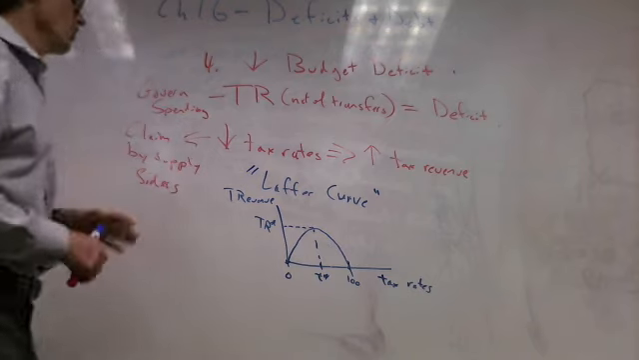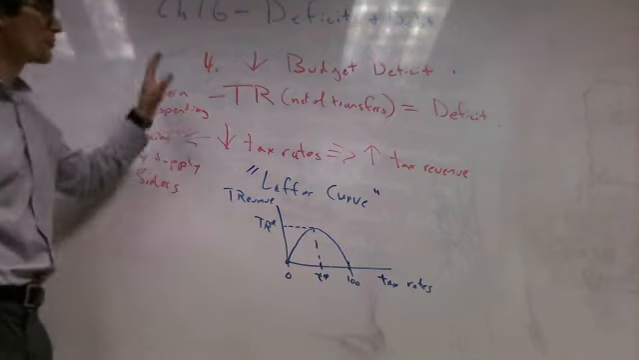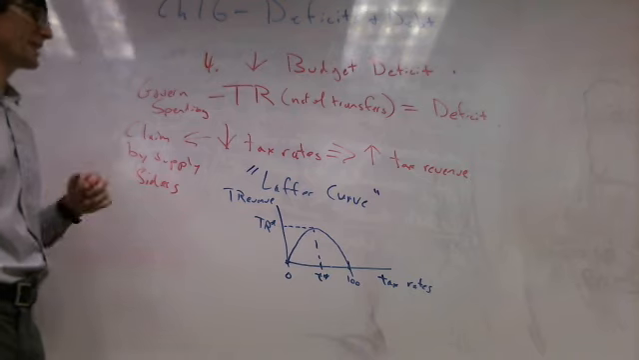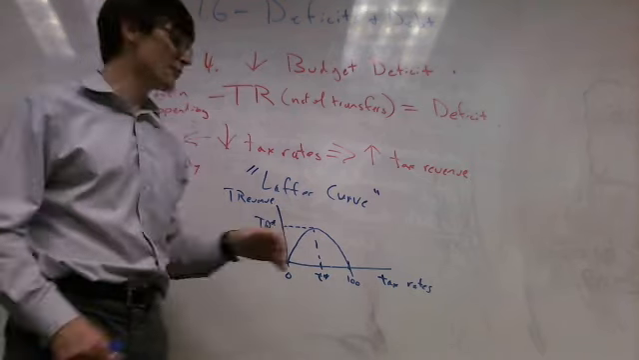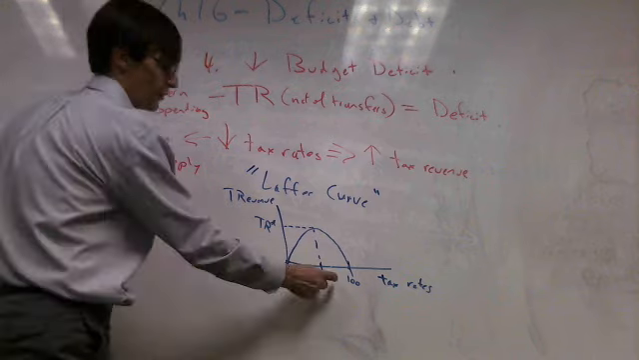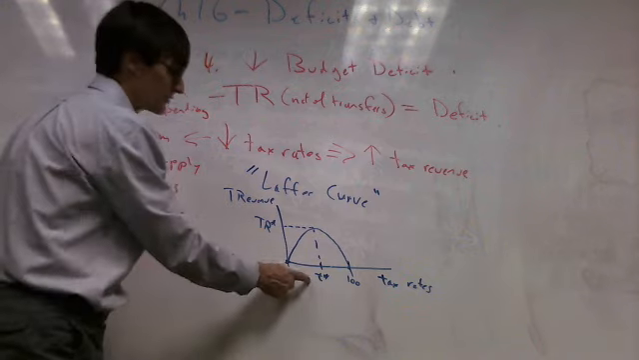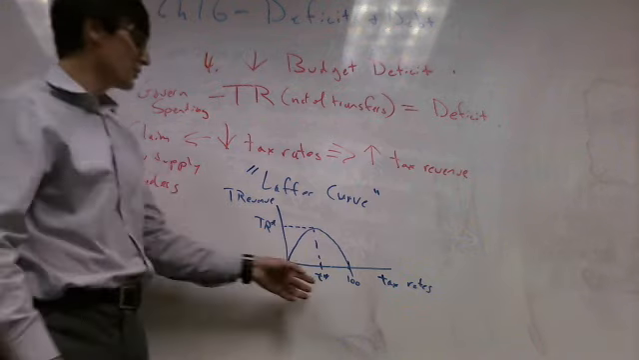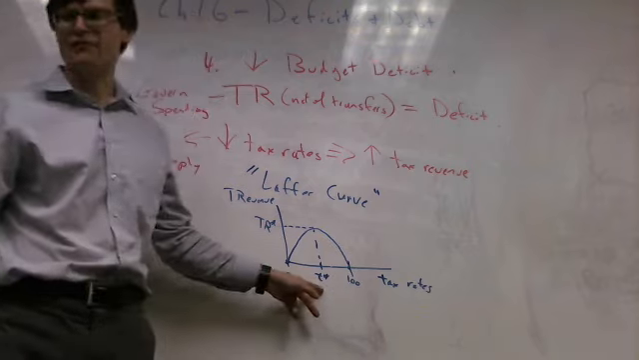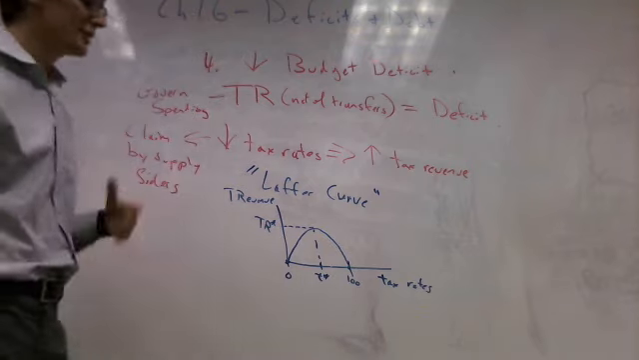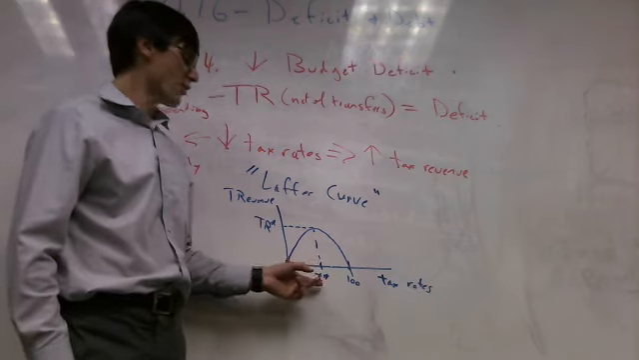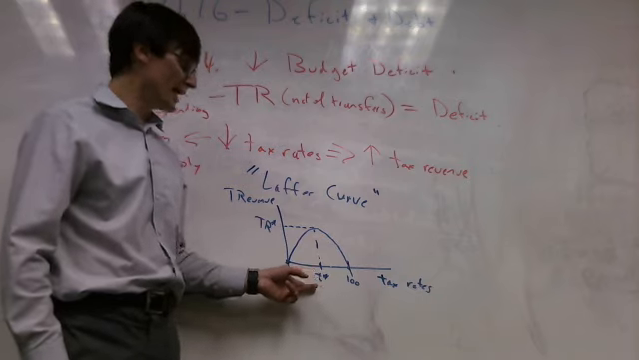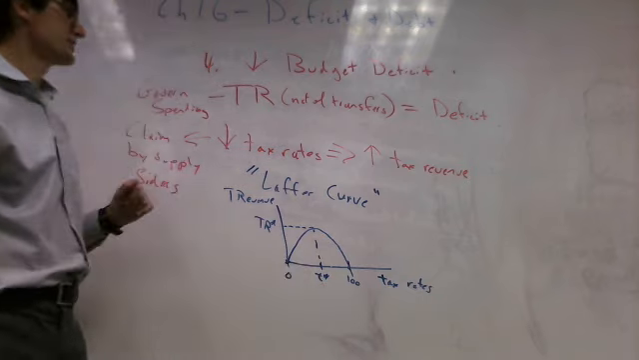Now, the problem with the Laffer curve and the problem with supply-side economics is that theoretically all this stuff is possible. In reality, there's no way in hell we're to the right of T star here. We're clearly over to the left of T star. This might be possible if we're at 80 or 85% marginal tax rates, something like that. Our average tax rates are less than 30%. Therefore, it's very unlikely that a cut in the tax rate would increase tax revenue.